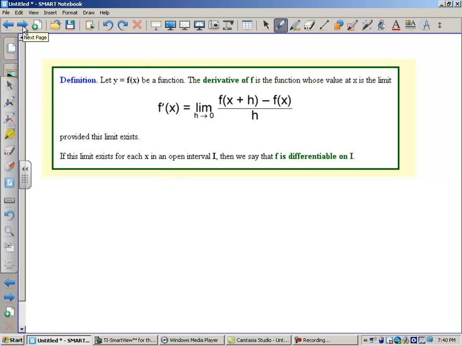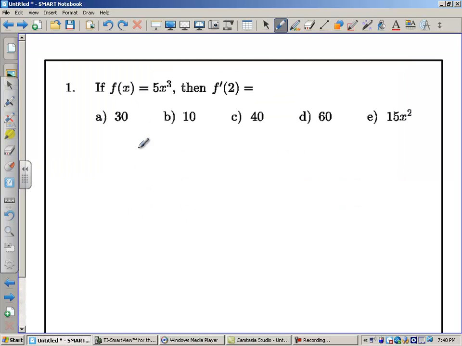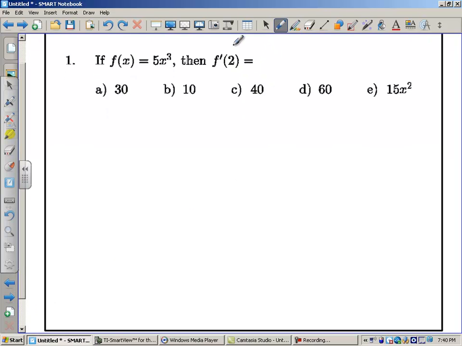So let's go take a look at an example of that. So I've got a function 5x cubed, and I want f prime of 2. Now what does this mean, f prime of 2? This means the slope at the point x equals 2. So what we have to do first is we have to find f prime of x, and then we'll plug in 2 for x to calculate the slope. Then we'll go take a look on a calculator and see how we did.